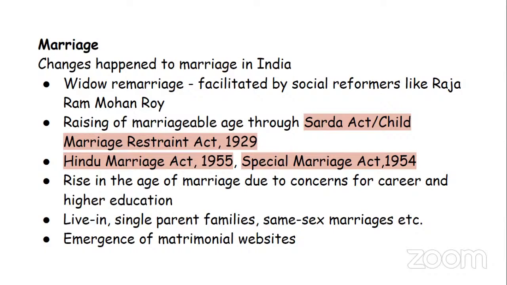Then rise in the age of marriage due to concerns for career and higher education. When people started to give more importance to their career and started to choose education over marriage, this has also resulted in the increased age of marriage.